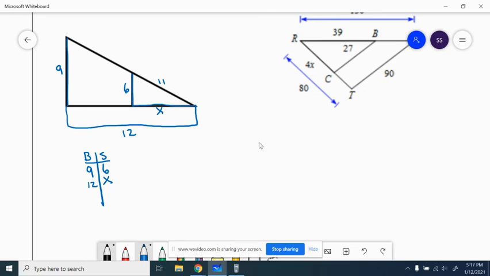Okay, so again we just need to cross multiply and divide. 12 times 6 is 72. 9 times x is 9x. Divide by 9, we're left with x is equal to 8.